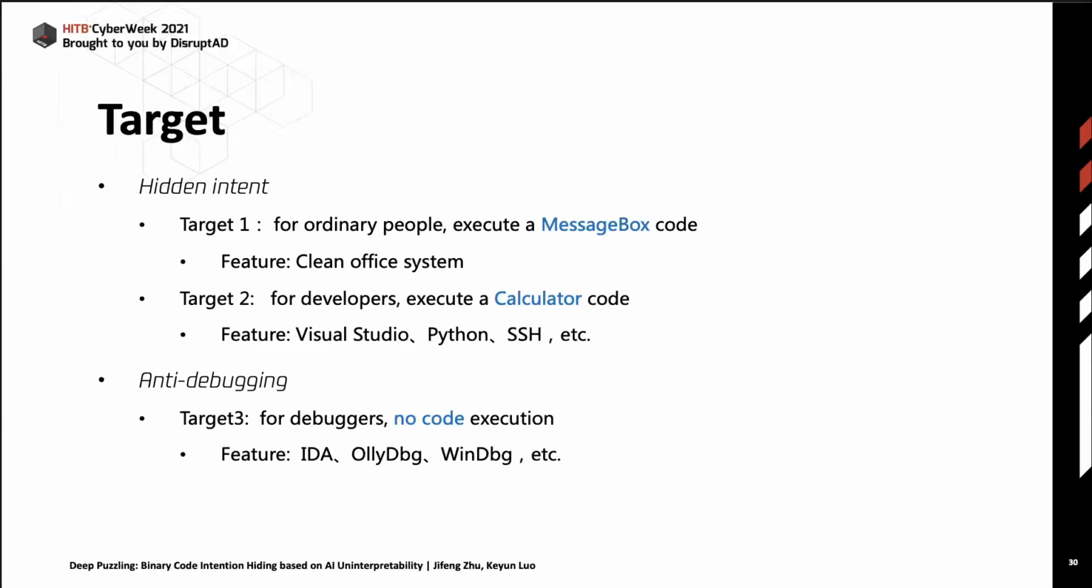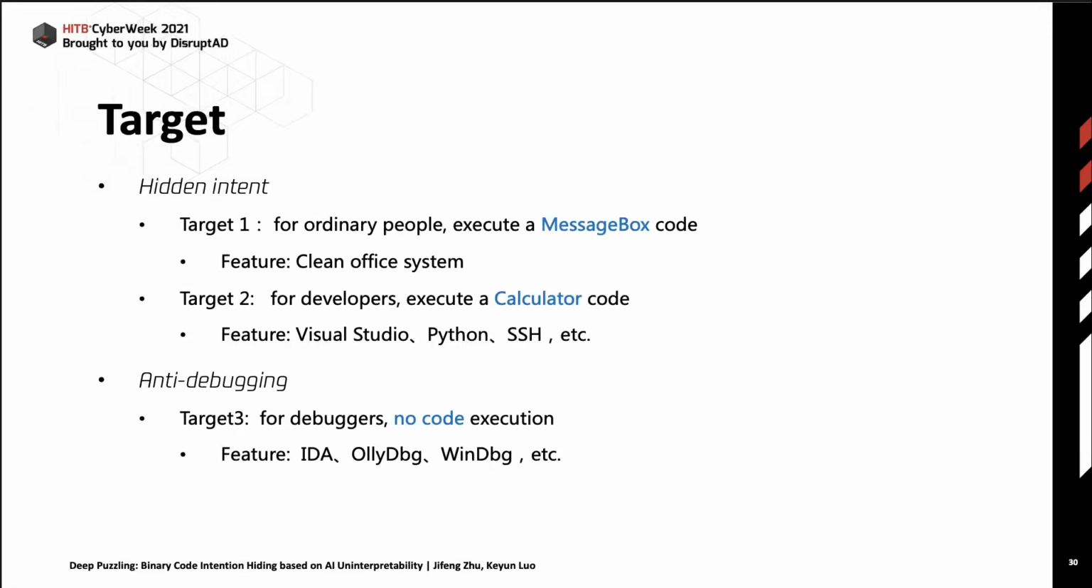Let's first look at the target setting. There are 3 targets in the experiment, namely ordinary people, developers, and reverse analysts. For these 3 groups of people, different intentions are made.